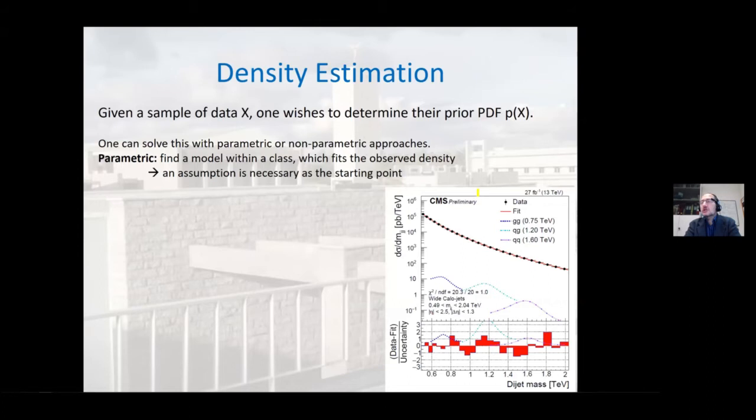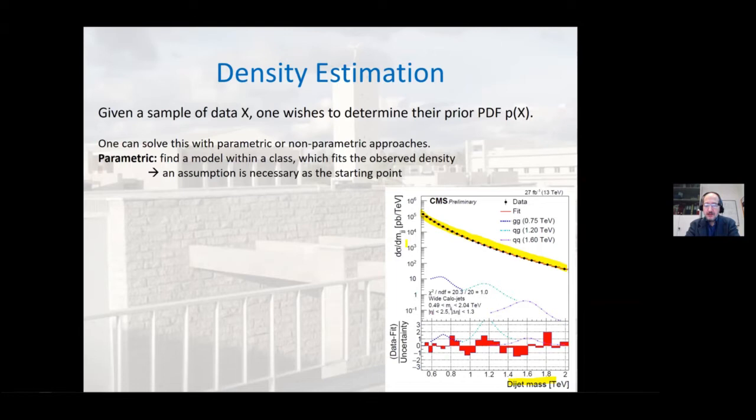Given some data, you want to determine the prior, okay? So in many cases of interest for high energy physics, we are typically interested in obtaining the density of the data in an interesting variable, such as the mass of a particle that you can reconstruct. You can do this with parametric approaches or non-parametric ones. A parametric approach is just trying to find the functional form that describes your data well, a good continuous model. This requires some assumptions, and it's a simplification, and all models are wrong, so you have to accept that this is an approximate solution.